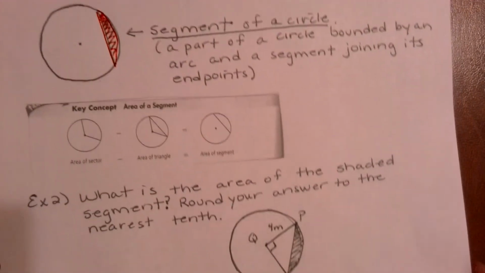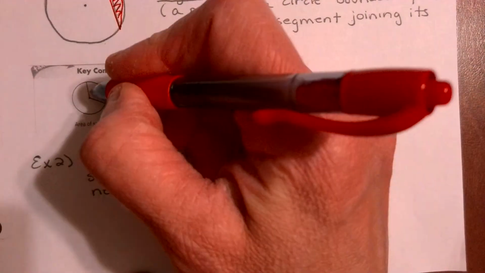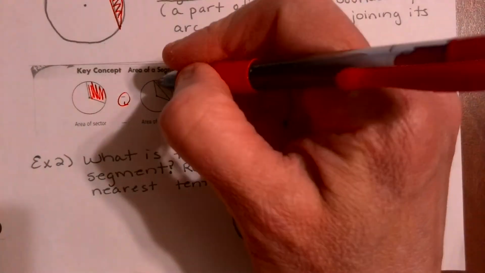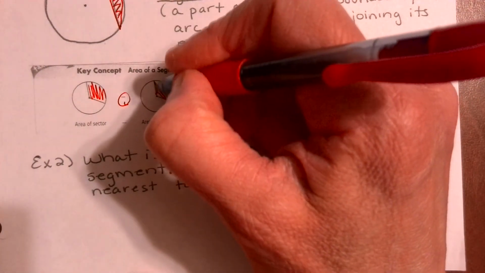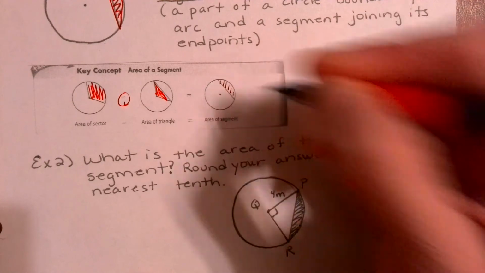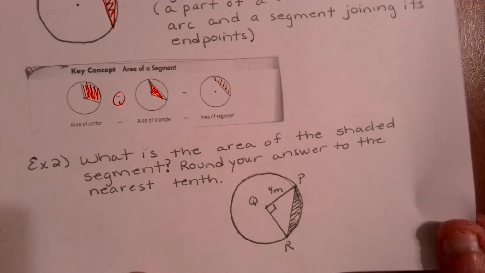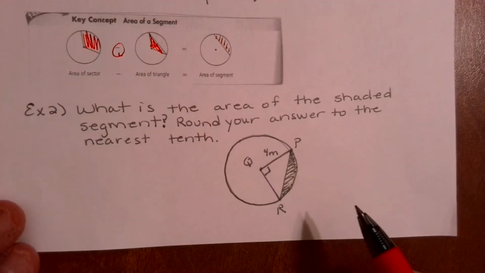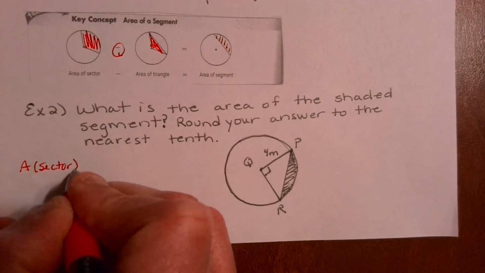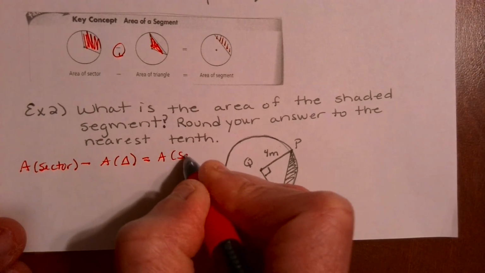Now, in order to get the area of such a piece, you need to get the area of the whole sector first. Then you're going to subtract the area of this triangle out of it, and what you'll be left with is, of course, what you need, which is the area of the segment. Okay, so let's give it a shot. What's the area of the shaded segment? We need the area of the sector first. We're going to subtract the area of the triangle next, and we're going to be left with the area of the segment.